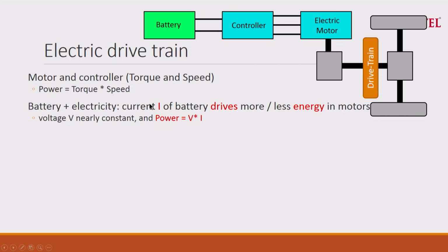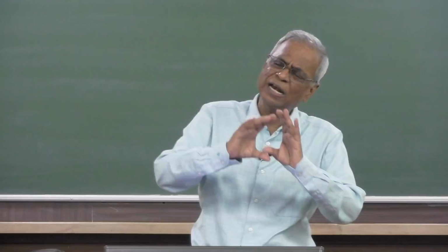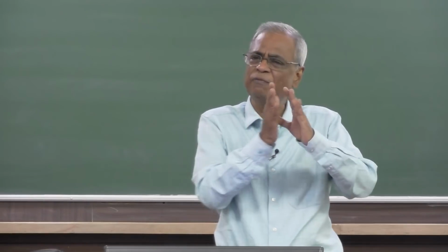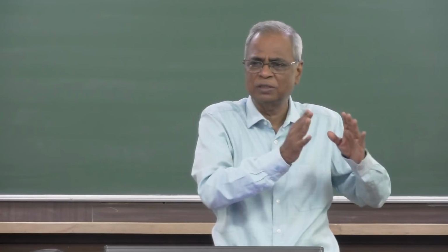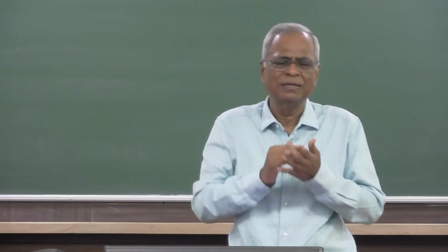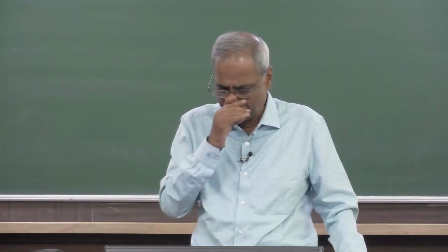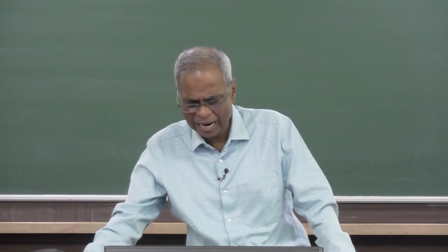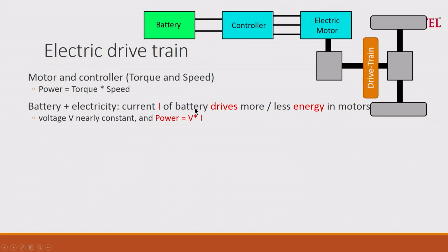The current from the battery drives more or less energy in the motor, and the important quantities are power, current and voltage. Power is voltage into current. Voltage is more or less fixed, could be around 48 volt. Of course, it is not really fixed; that 48 volt may itself vary from around 56 volt to 43 volt, or similarly 350 volt may vary from 370 to 330 volt. That depends on how full the battery is. If the battery is full, the voltage is higher. As the battery becomes less full, the voltage goes down. But typically it is around that 48 volt or 350 volt or 750 volt. It is the current which you draw more or less, and power is equal to the voltage into current.